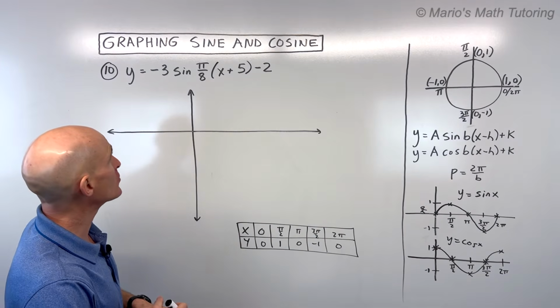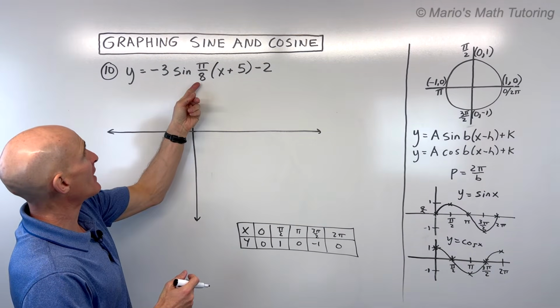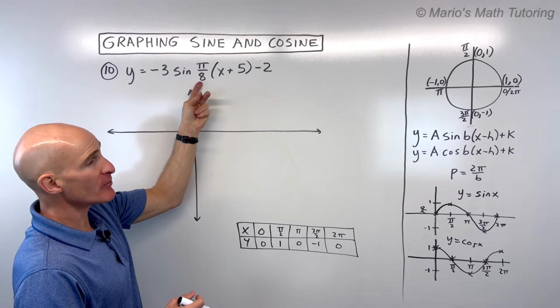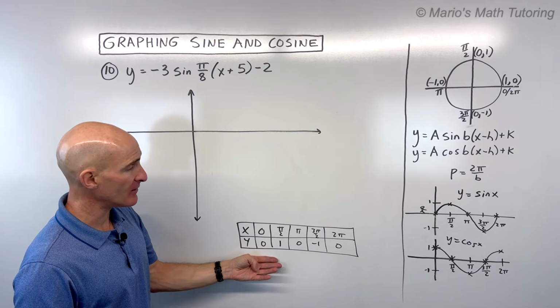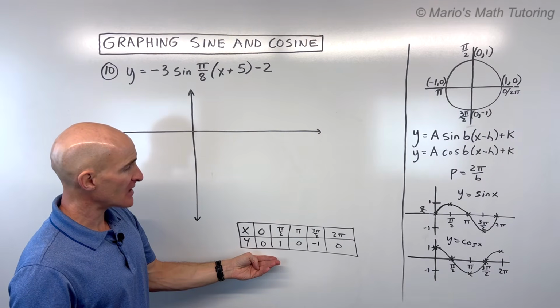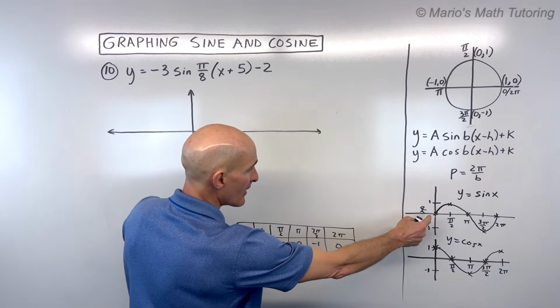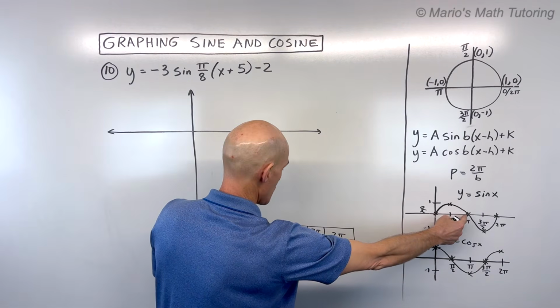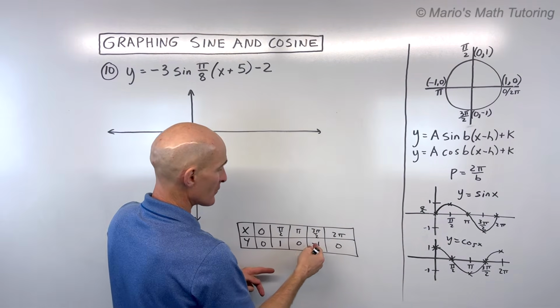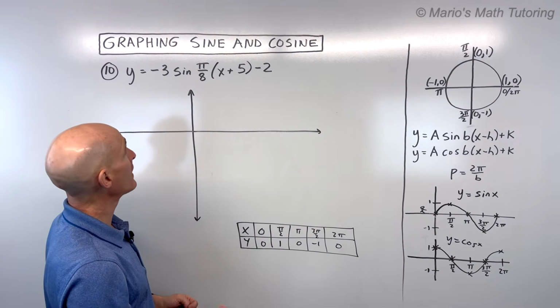Let's dive in. So this one here, again, we've got a lot going on. We could go ahead and find the period first, or we could use a table. Let me go ahead and show you the table method again. It's a sine graph, so I'm using the values from sine. At 0, you're at 0. At pi over 2, you're at 1. Then you're back to 0, -1, and 0. That's where I'm getting these values for the table.